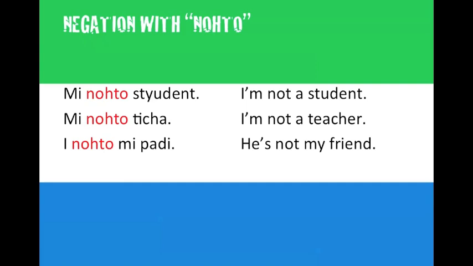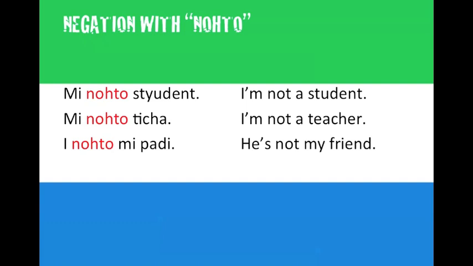So we had I'm a student in the first slide. Now we're just going to negate this by replacing na with nato. So mi nato student, I'm not a student. Mi nato teacher, I'm not a teacher. E nato mi padi, he's not my friend.